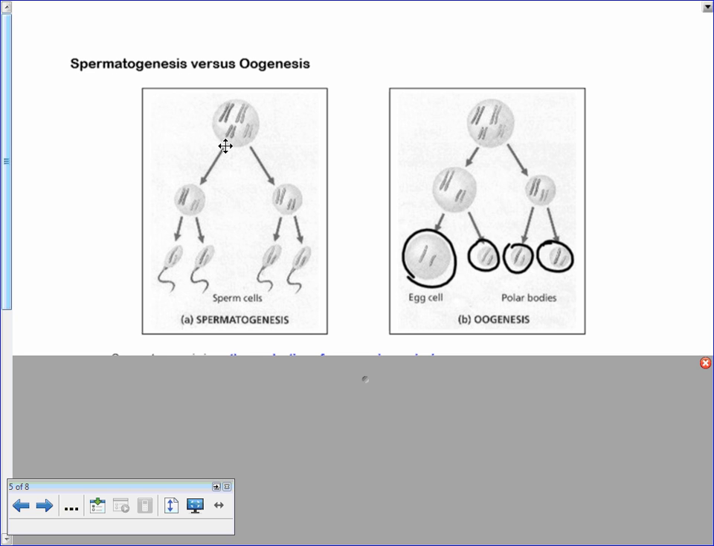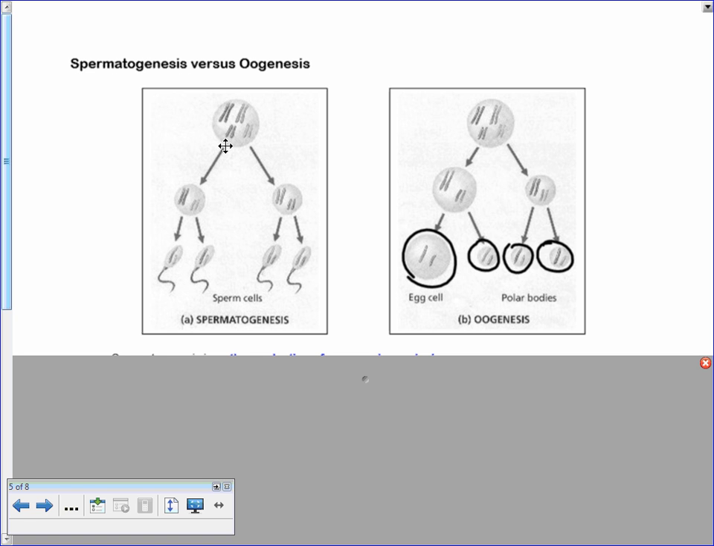Girls, different story, because they have to carry the child. So females, they go through a process called oogenesis. It comes from the word ovum. Ovum is the Latin word for egg. So that's where they get the oogenesis. Oogenesis ends up with an unequal division.